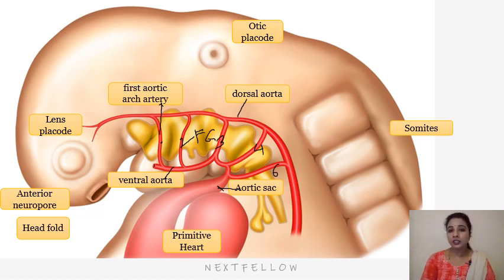The aortic sac is connected to the dorsal aorta on each side by 6 pairs of aortic arch arteries. The aortic arch arteries are embedded in the mesenchyme of the pharyngeal arches on each side, connected to the aortic horn with the dorsal aorta of the corresponding side. So that is about the aortic arch arteries.